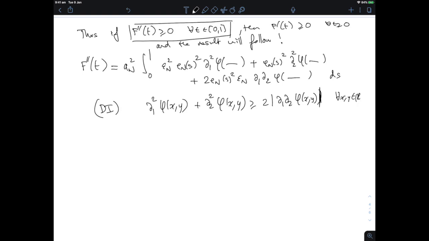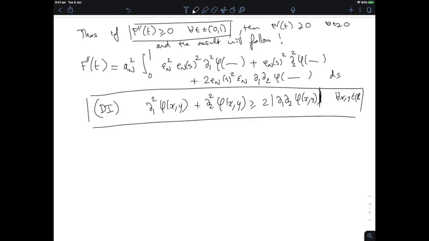So if you have this differential inequality, then phi second will be non-negative for every t. So what have we got? We have that if there exists a phi C2 that satisfies the domination assumption, the positivity assumption, and the differential inequality, then the proof is complete.